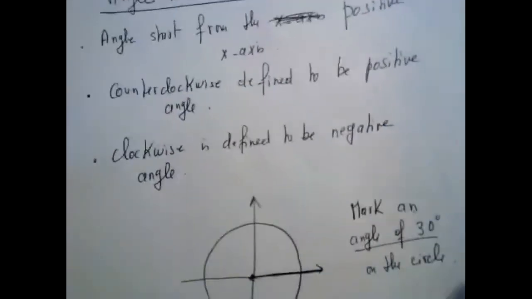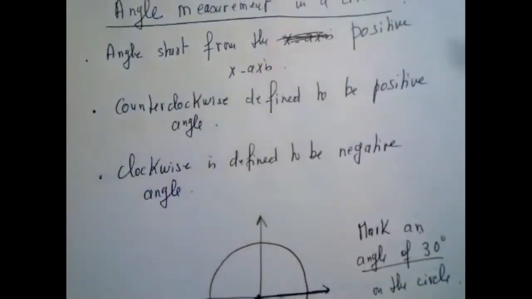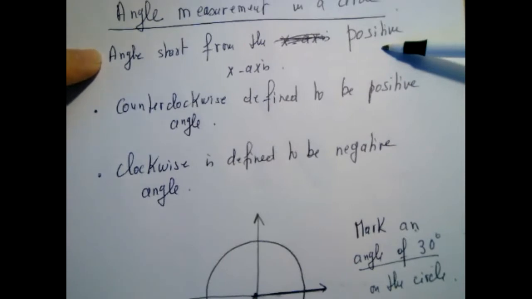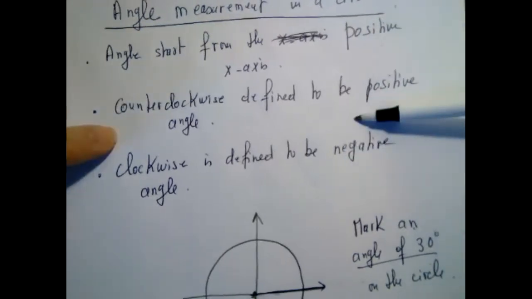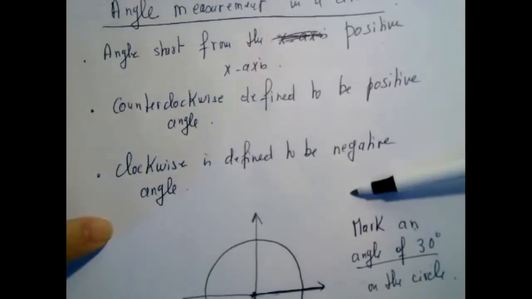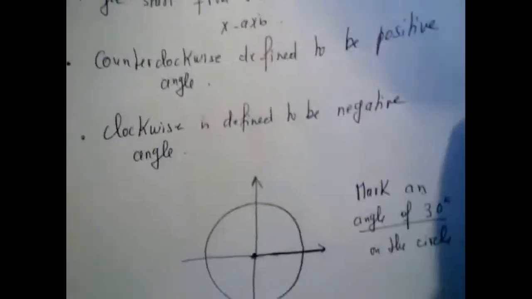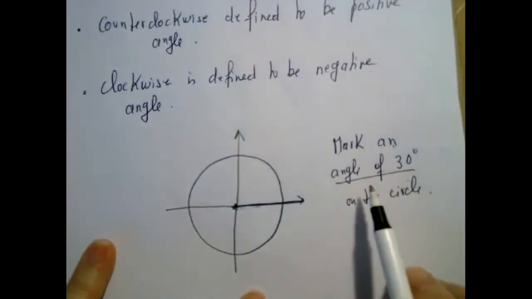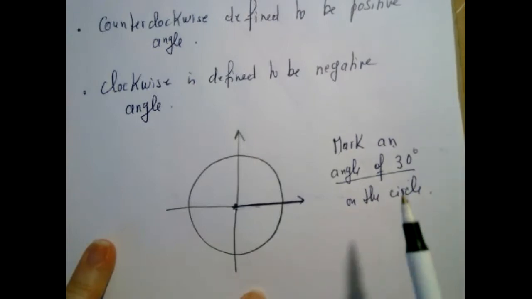So let us say now, mark an angle. So first, angles are always on a circle. We start from the positive x-axis. Counterclockwise is defined to be positive angle. Clockwise is defined to be negative angle. So now my language is becoming much clearer. Mark an angle of 30 degrees on the circle.